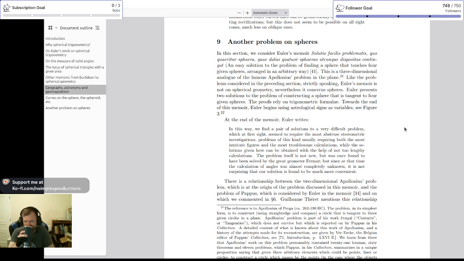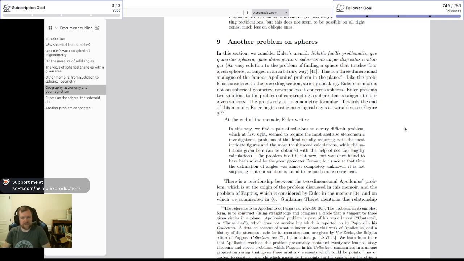Oh no. At the end of the memoir, Euler writes, "In this way we find a pair of solutions to a very difficult problem, which at first sight seem to require the most abstruse stereometric investigations, problems of this kind usually requiring both the most intricate figures and the most troublesome calculations, while the solutions here can be obtained with the help of not too lengthy calculations.